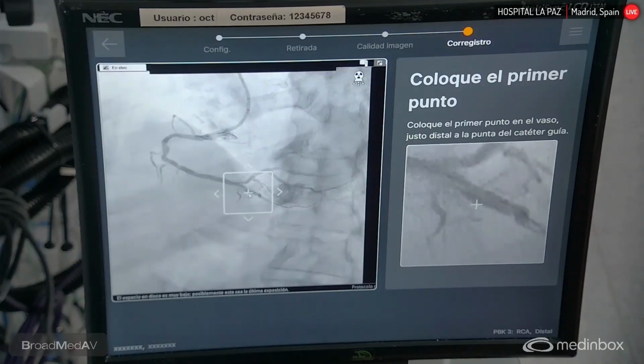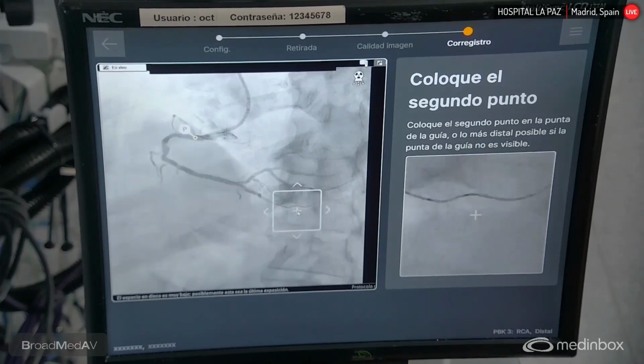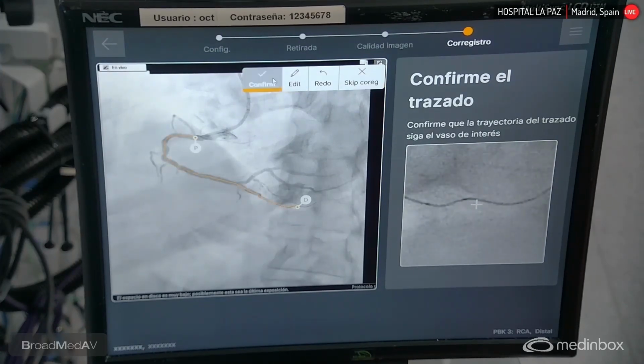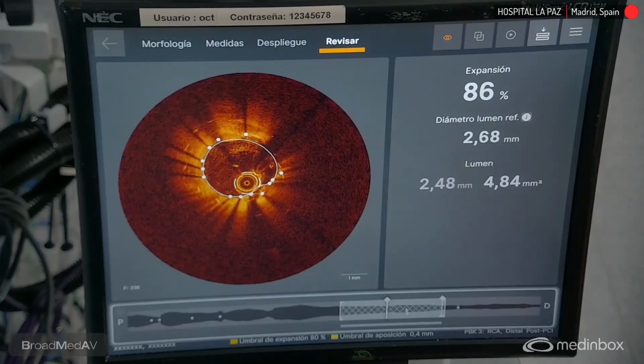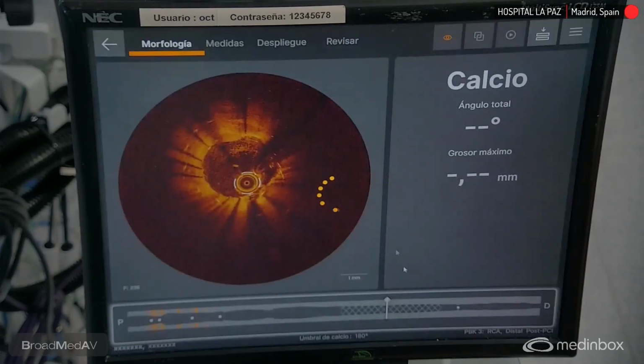Okay, let's review the OCT pullback. It never works.